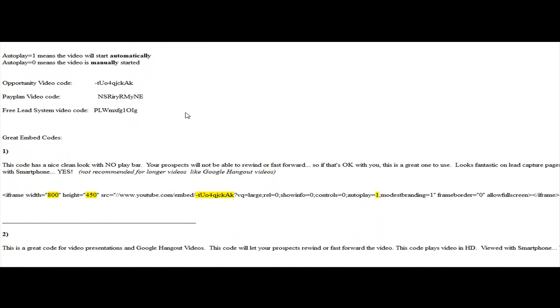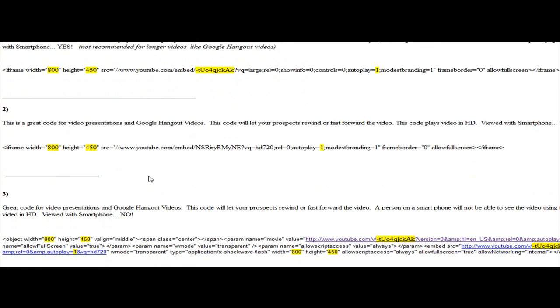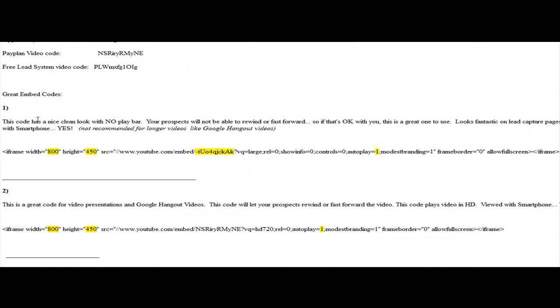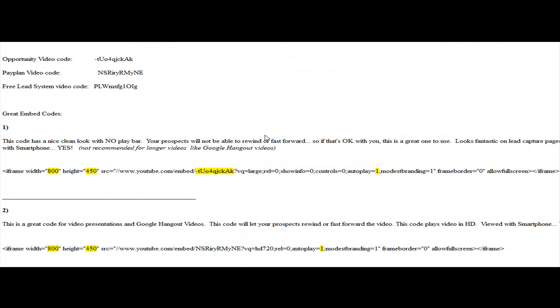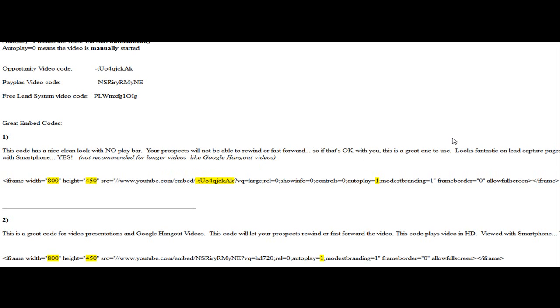But first I got to pick which code down here that I want to use. And if you'll notice number 1, it says this code has a nice clean look with no play bar. So your prospects are not going to be able to rewind or fast forward. And if you're doing like a Google Hangout or something, you're probably going to want your prospects to be able to do that. But this is just a video postcard. I just want them to watch the video. It doesn't matter to me that they can't rewind or fast forward with this particular video.